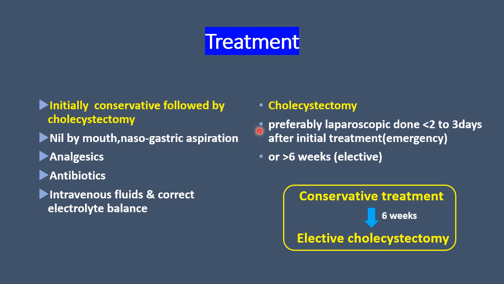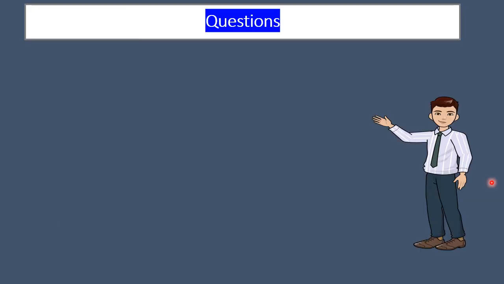If the patient shows signs of worsening or signs of infection, sepsis, or if the patient improves, then antibiotics are continued until the patient recovers fully, and elective cholecystectomy will be done after 6 weeks. So initially conservative treatment followed by elective cholecystectomy is the treatment of choice. Unless the patient becomes more ill within the first 2 to 3 days, then an emergency cholecystectomy may have to be done. Now we come to some questions on this topic of acute cholecystitis.